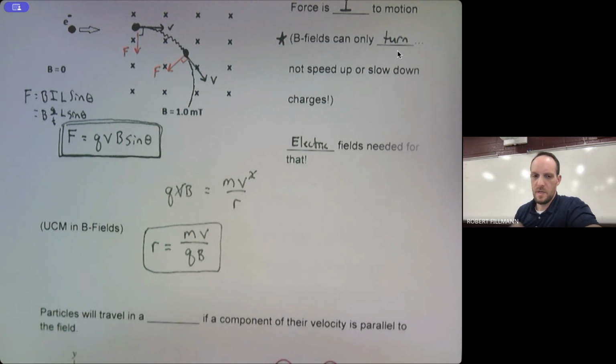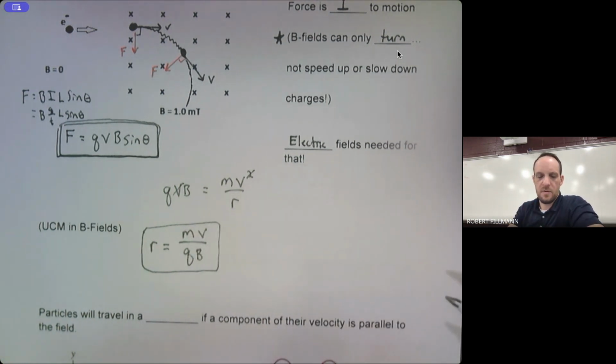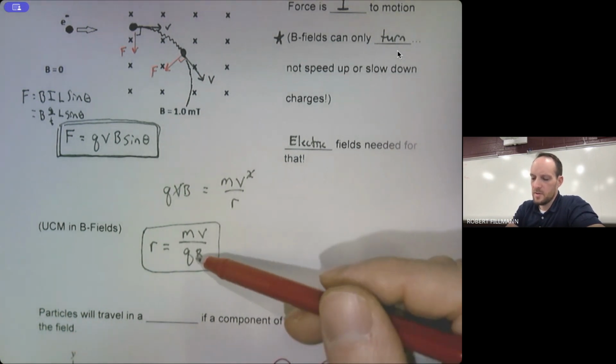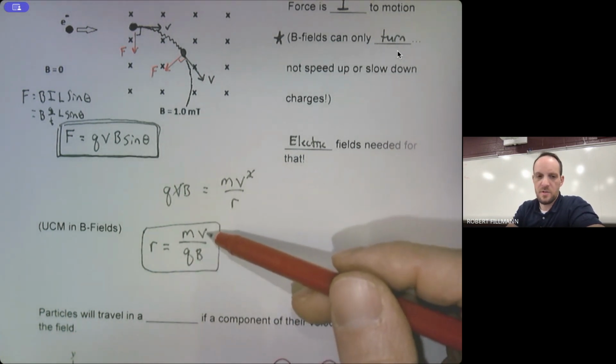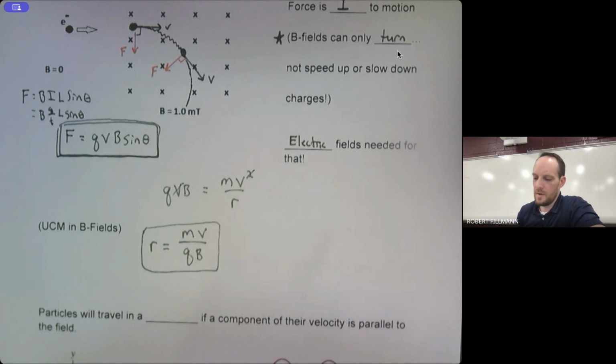So if you send a charged particle into a cloud chamber and you can see the path that it makes and measure its radius, if you know any 3 of these variables, you can solve for the 4th one. Maybe you know how strong your magnetic field is. Maybe you've measured how fast the particle's going. So maybe you're interested in knowing what its mass is or how much charge it has. You could solve for one of those.